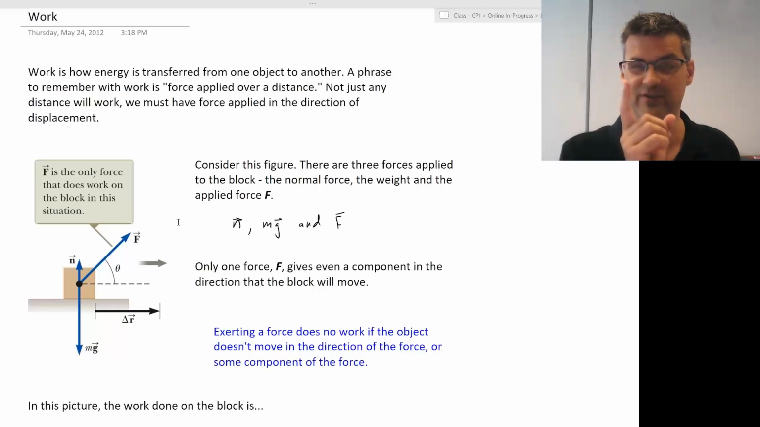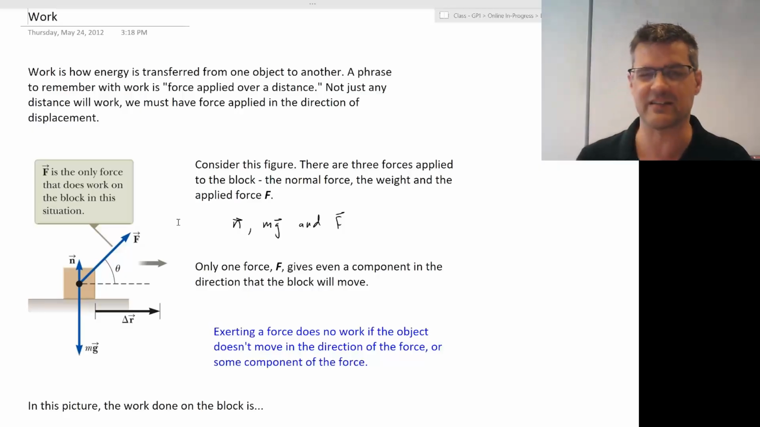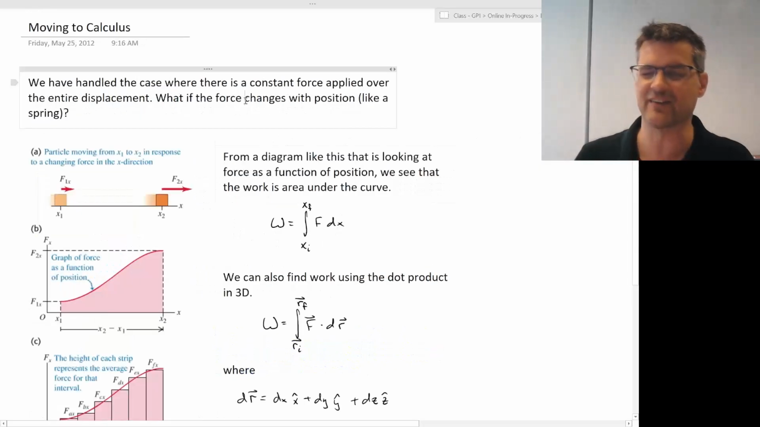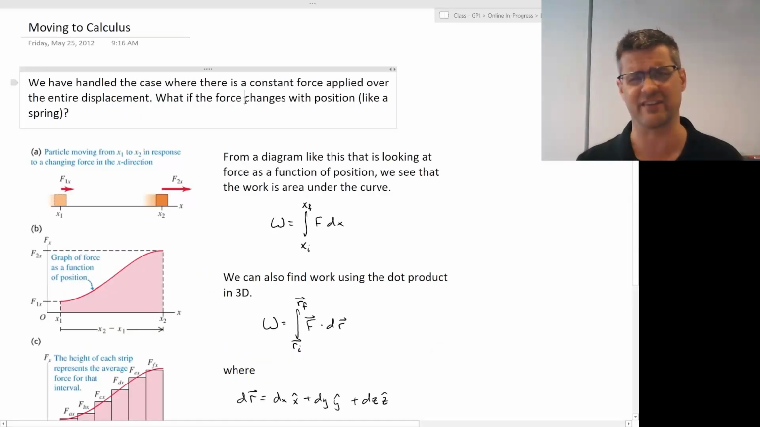I still have force, but I didn't have any displacement. And that displacement is a necessary factor in figuring out what kind of work is being done. Now that's all kind of a scalar situation. It's the kind of thing that you might see in the algebra-based introductory course.